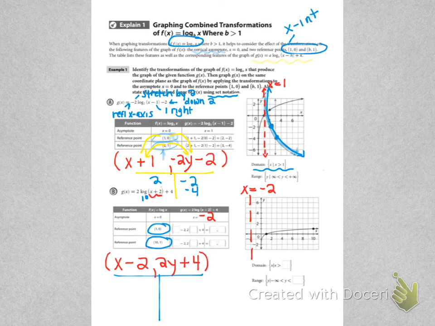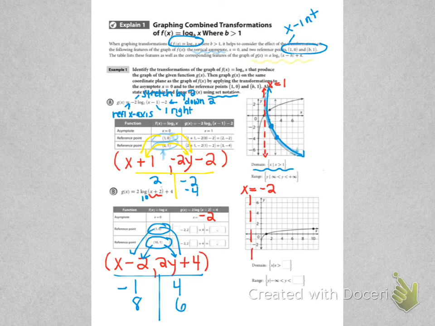So plugging in 1, 0, if I put 1 in here and 0 in here, so 1 minus 2 is -1, and 0 times 2 plus 4 will give us 4. So that's one of our points. And then if I plug 10 in and 1 in, so 10 minus 2 is 8, and then plug 1 in, that's 2 times 1, which is 2, plus 4 is 6, and then 8, 6.